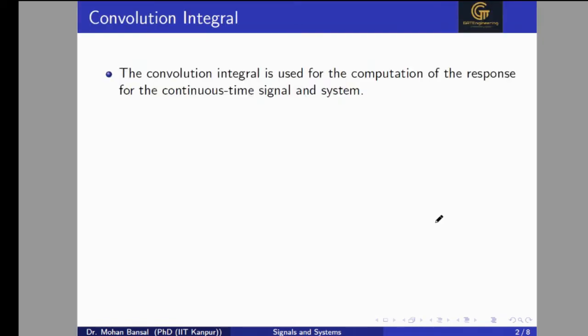In this video, we will talk about the convolution integral. In the last video, we had discussed the convolution sum and some problems on it. The convolution sum is defined for discrete time signals as well as discrete time systems. But the convolution integral is suitable for continuous time signals and continuous time systems.